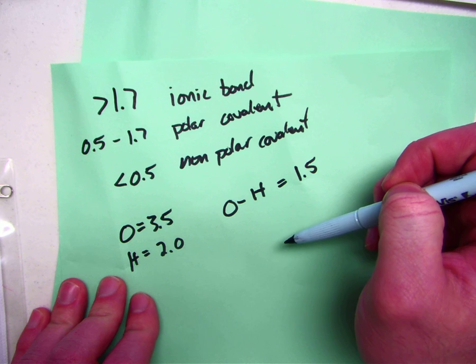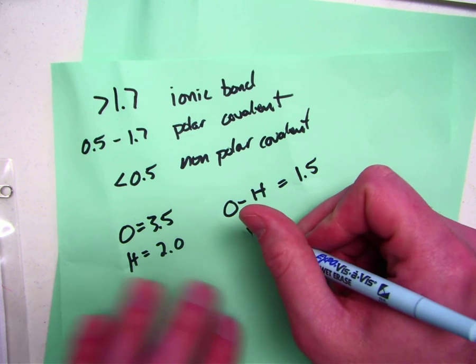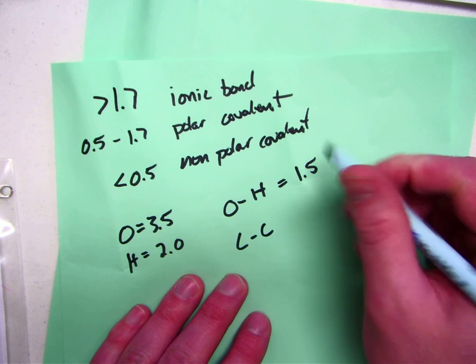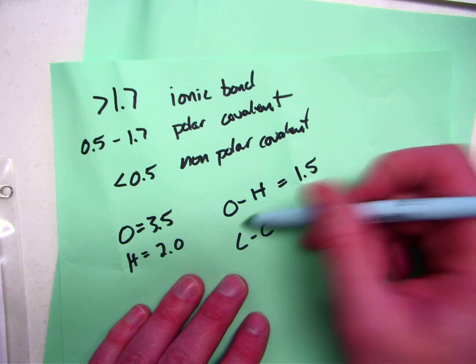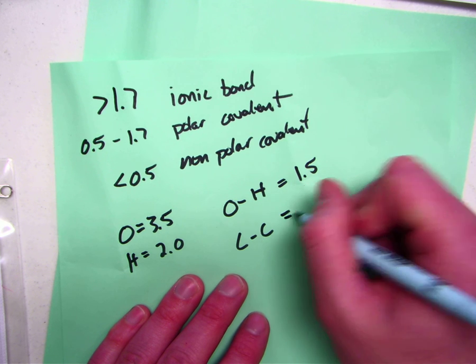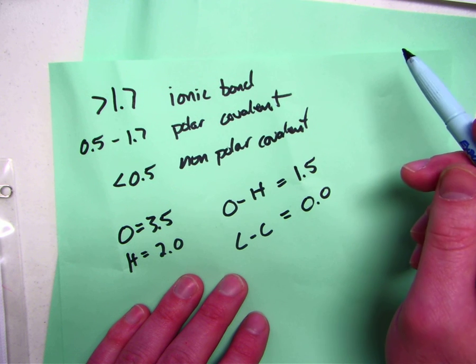So for a nonpolar covalent, a common choice is to pick two elements that are the same, such as carbon to carbon. Obviously, they're going to have the same electronegativity, which happens to be 2.5. So if you took 2.5 minus 2.5, you're going to get 0. It's going to be a great example of a nonpolar covalent bond.